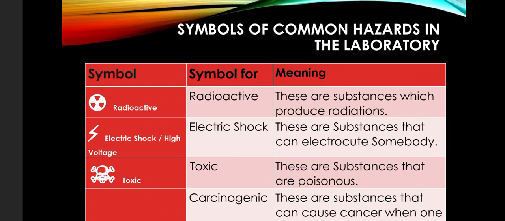The second symbol that you can see in our table is a symbol for electric shock, and normally if you come across a substance that has this symbol, these are substances that can electrocute somebody. Then the third symbol is for toxic material, and toxic materials are substances that are poisonous in nature. Then we have materials that are carcinogenic. The carcinogenic materials are substances that can cause cancer when someone is exposed to them.